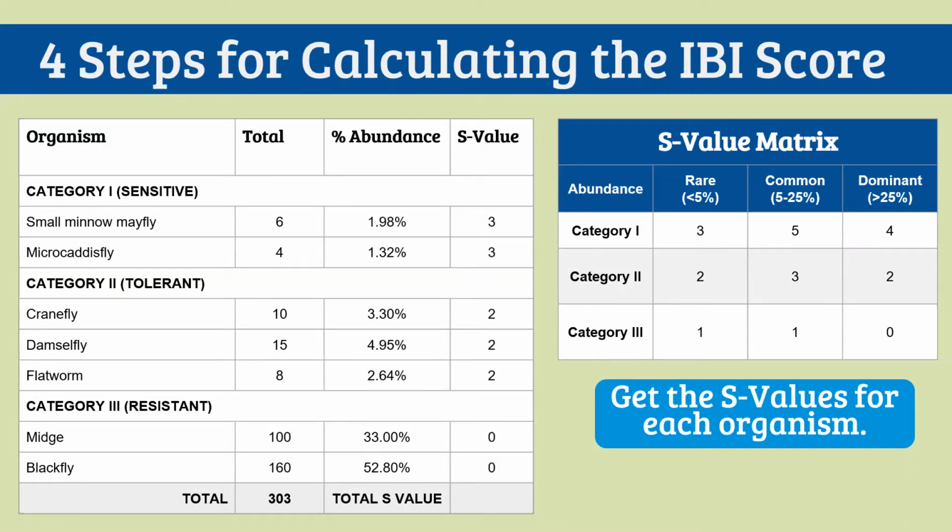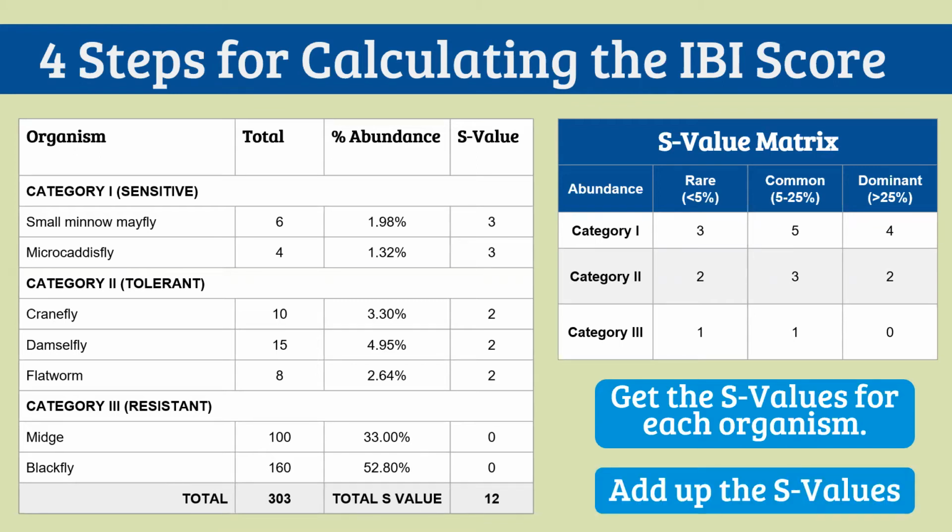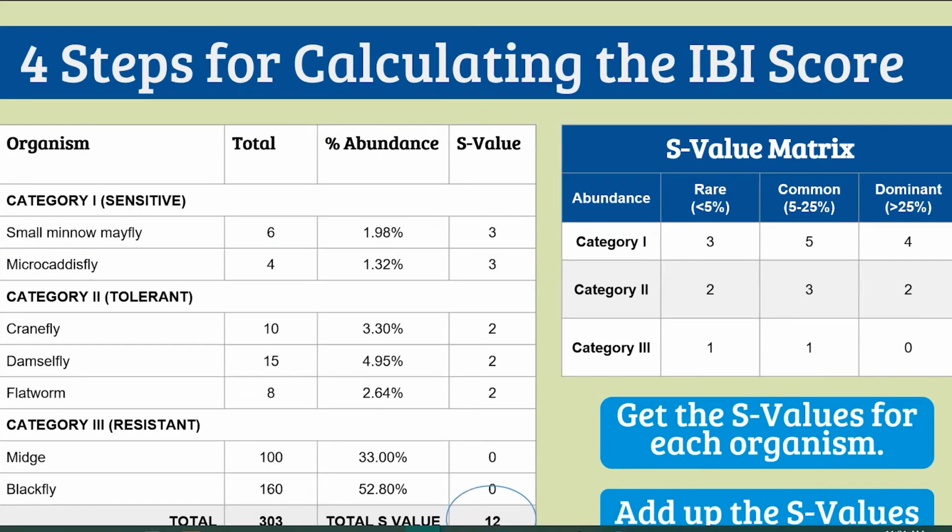Once we get all of the S values, we are ready to calculate the IBI score. The IBI score is basically the sum of all the S values. We add 3 plus 3 plus 2 plus 2 plus 0 plus 0, and that gives us a total of 12. That 12 is our IBI score.